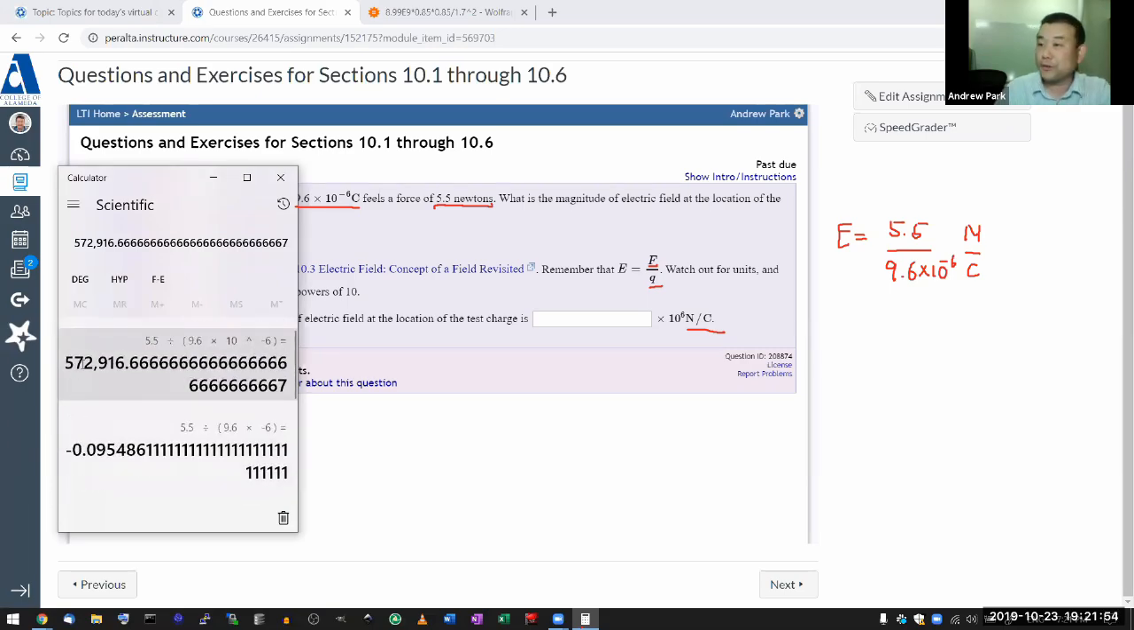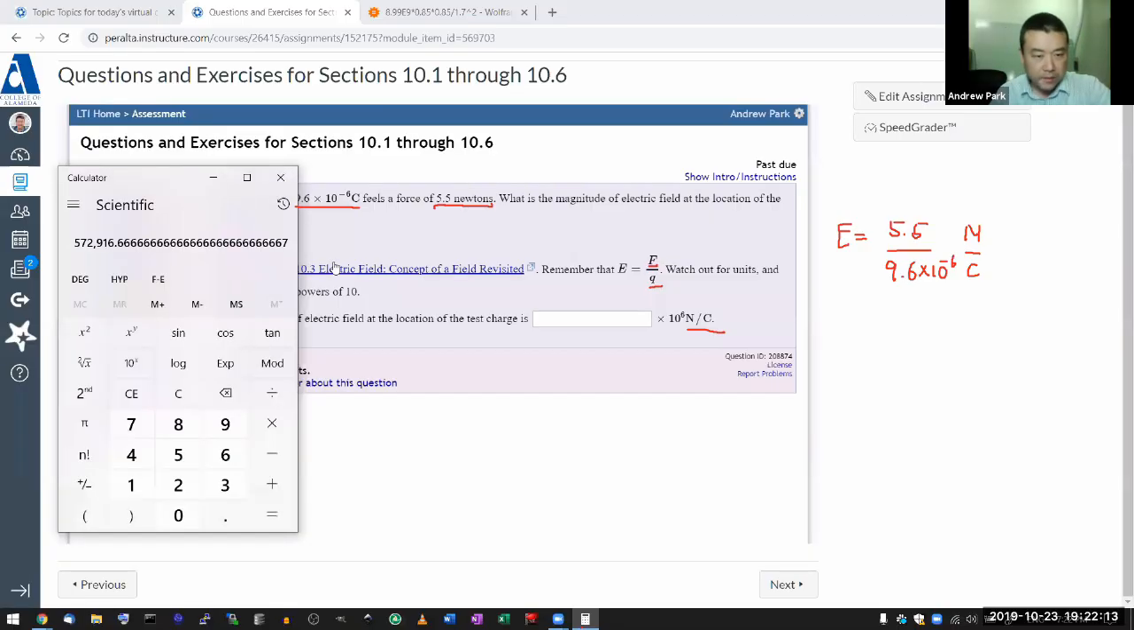I guess the moral of the story here is to be very familiar with how your own calculator works, so that during the exam you're not fumbling through what the order of operation is. So it's giving me 572,916, and then it's repeating.